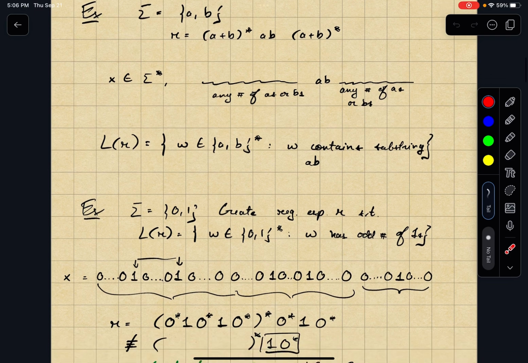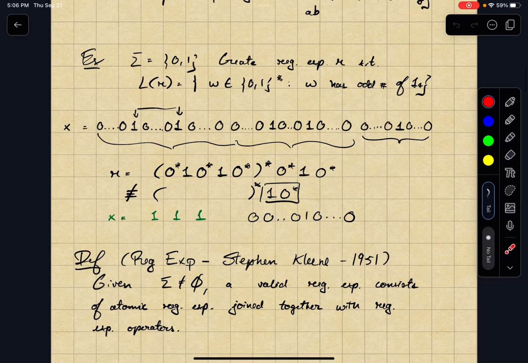Okay. Now, what happens if we flip this problem and ask ourselves, how can we create a regular expression R such that the language described by R is, for instance, in this case, strings over the alphabet {0, 1} for which those strings have an odd number of ones? Okay, so I want to create a regular expression R that is going to match strings with an odd number of ones, and only strings with an odd number of ones.